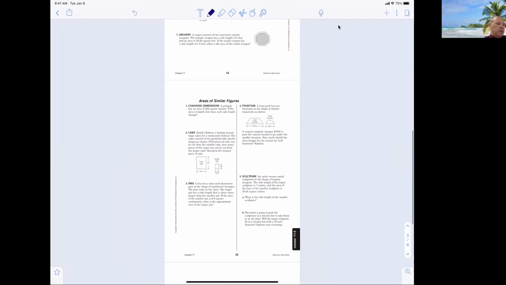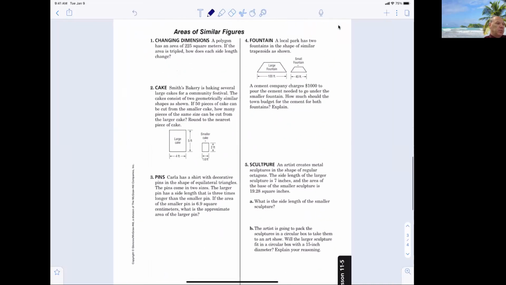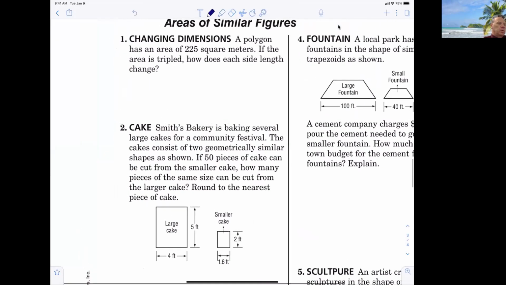All right, let's come down here to some of these SAT problems. Number 1, the polygon has an area of 225 square meters. If the area is tripled, how does each side change? Tell us. Each side is multiplied by 9.